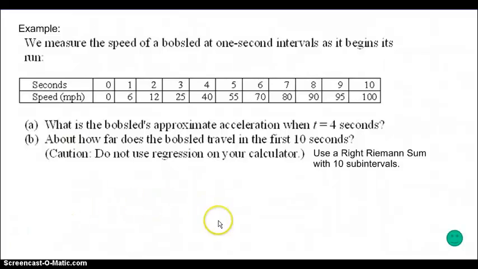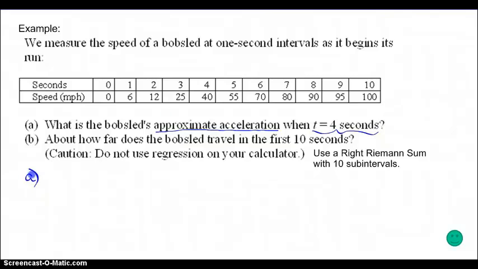All right, so let's work this example. Hopefully we'll get through with it here before the end of this video. We measure the speed of a bobsled at 1 second intervals as it begins its run. A says, what is the bobsled's approximate acceleration when t equals 4 seconds?